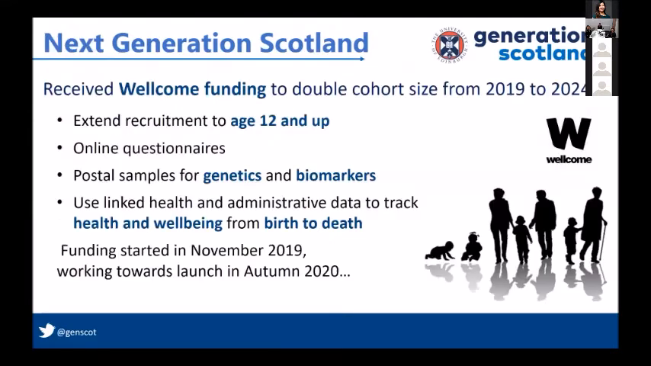In 2019, we received funding to double the size of our cohort and to extend the generations in our families from the age of 12 and up. Much like the Viking study, we're planning to use online questionnaires and postal samples via SpitKit for genetics and biomarkers, and then to use linked health and administrative data to track the health and well-being from birth to death for our family members. And also, of course, sending out questionnaires, doing those kinds of contacts as well.